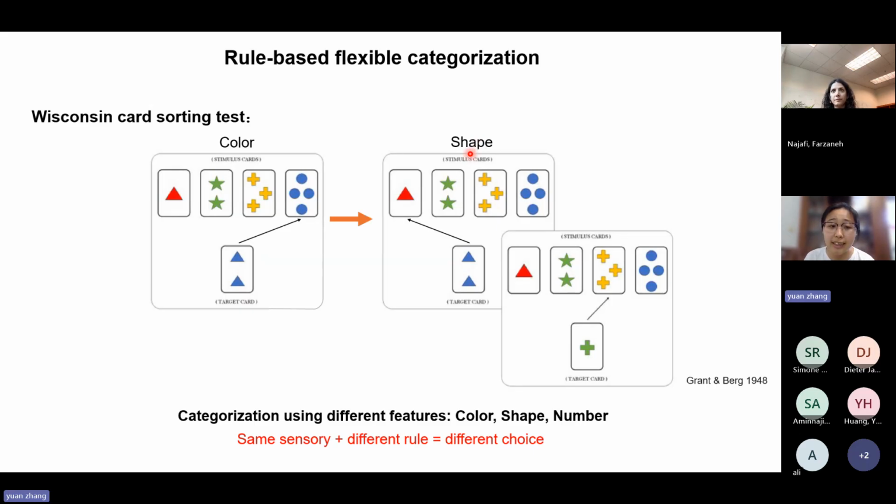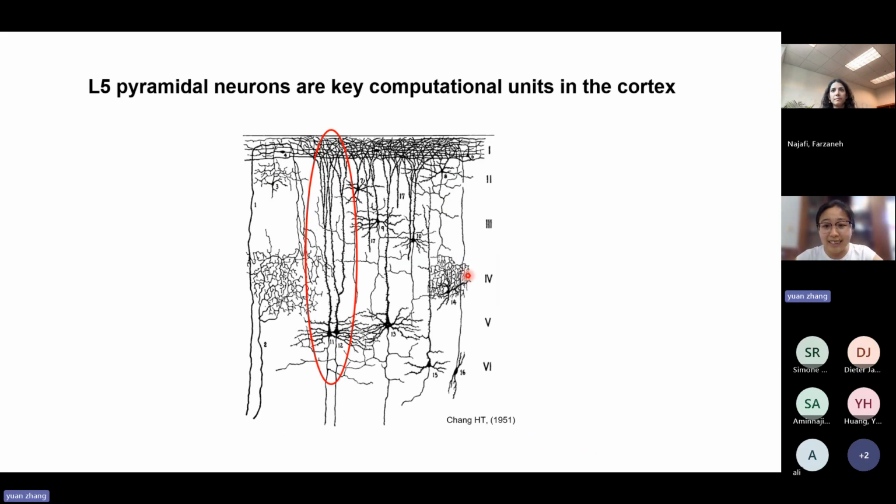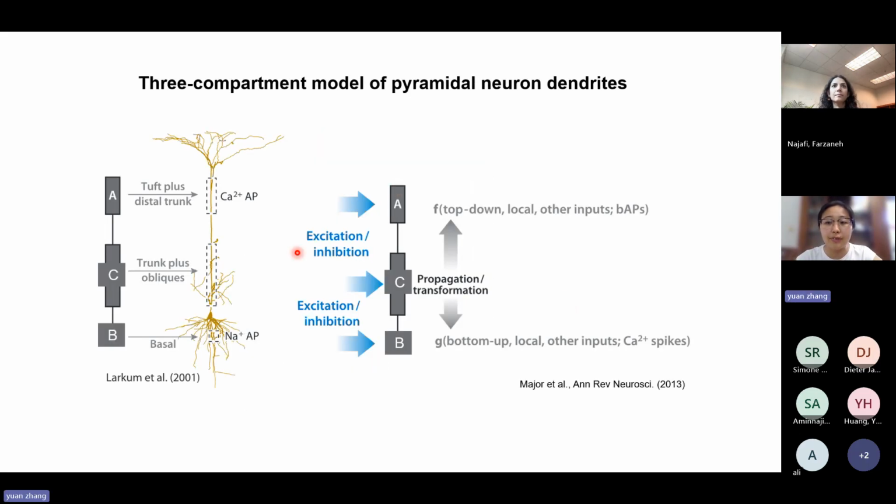So to simplify, the question is: for the same sensory input and a different rule, they need to make a different choice. How a single neuron does this computation is still not clear, so that's what we want to address. Layer 5 pyramidal neurons would be very good candidates to study this question within a neuron, since they are key computational units. The layer 5 pyramidal neuron is the largest neuron in the neural cortex, which can integrate information from an entire cortical column, and they also can compute the feedback information from other brain regions, and then make the output to distant targets.